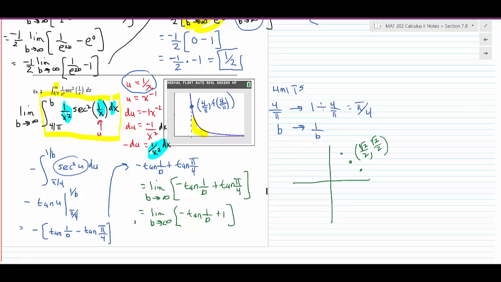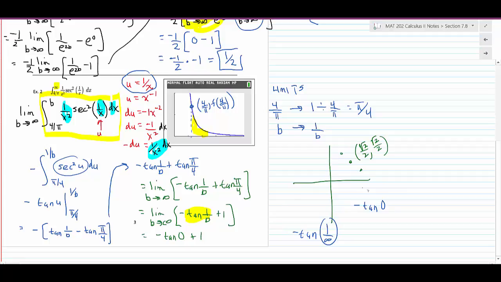Now you can kind of do a lot of this in your head. Just consider this piece right here, and that you're going to be making b go to infinity. What you're really going to have is negative tangent of 1 over infinity. Well, what's 1 over infinity going to? It goes to 0. So that's heading towards negative tangent of 0, which you can figure out on the unit circle. So you're basically going to end up having negative tangent of 0 plus 1.